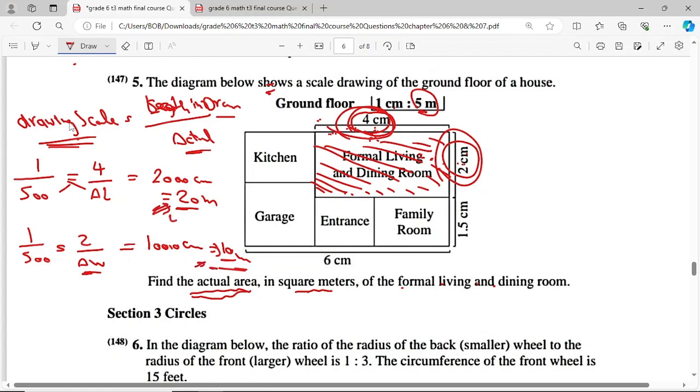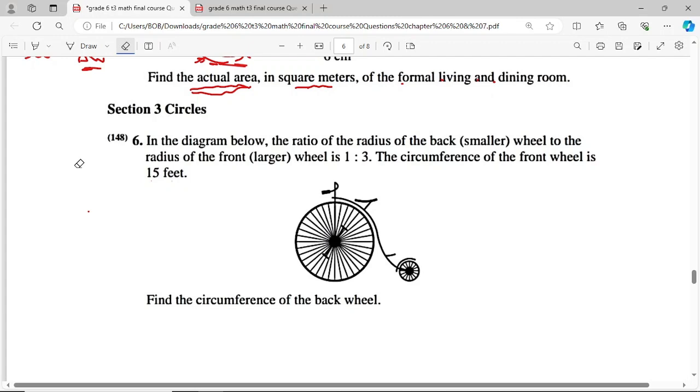Now the area of the rectangle would be equal to length multiply width. The actual length now I got it with 20 and the actual width is 10, so it will be 200 square meter or 200 meter square. Okay. Now, question number 6 regarding circles.